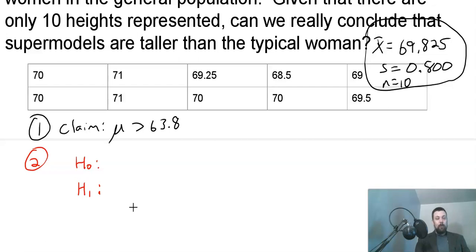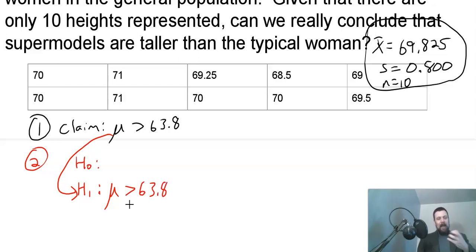Step 2 is to formulate the null and the alternative hypotheses. Same process as before. The claim needs to become one of these statements. The null has to contain equality, so the claim can't become the null, which means it has to become the alternative hypothesis. So the alternative would be that mu is greater than 63.8.